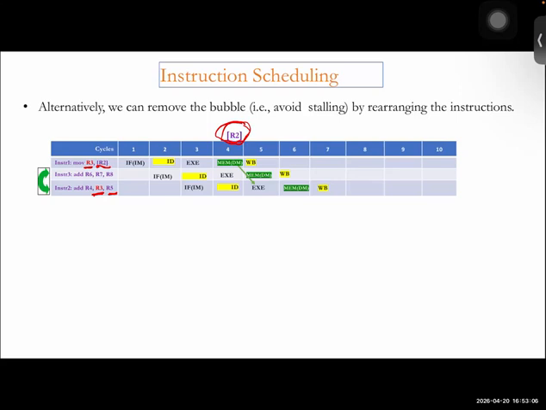So this is the advantage of instruction scheduling. This depends upon a good compiler. So this is the second solution for the read after write operation.